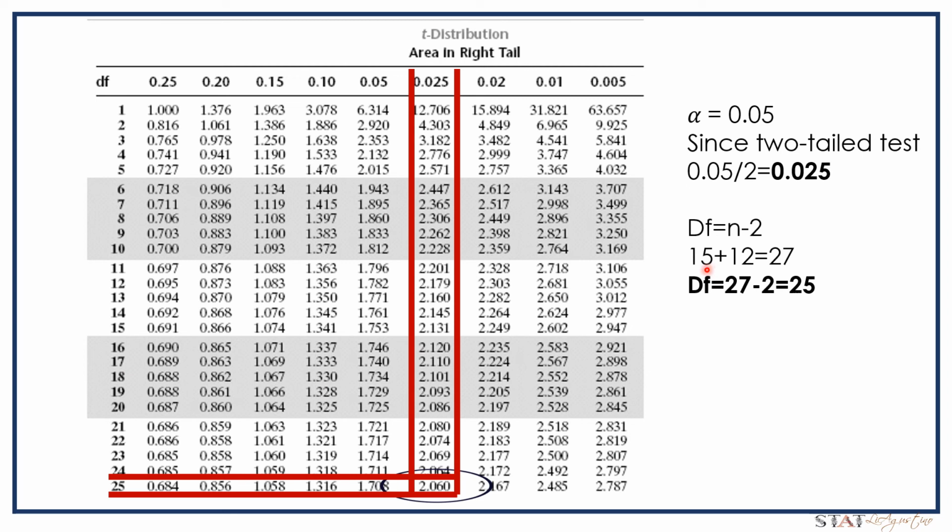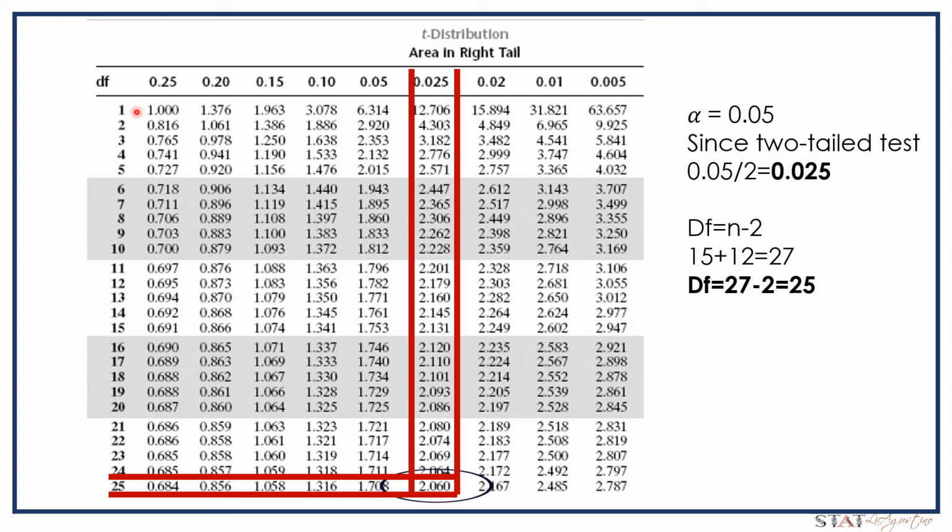So we have two groups, 15 students in one group, and then 12 students in the second group. Then the total is 27. So when we compute degrees of freedom, 27 minus 2 is equal to 25. So how do we find the critical value?